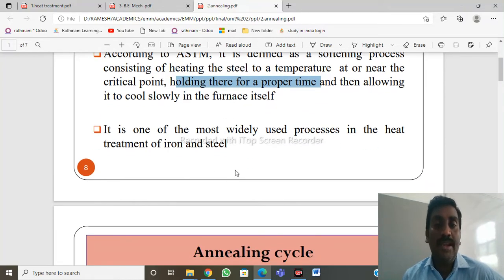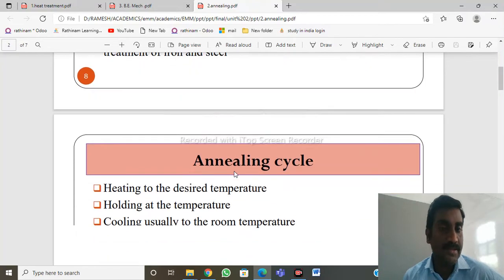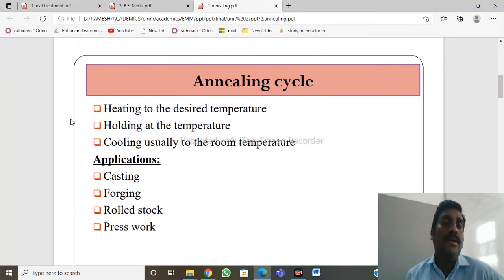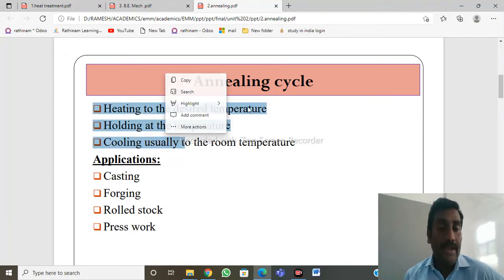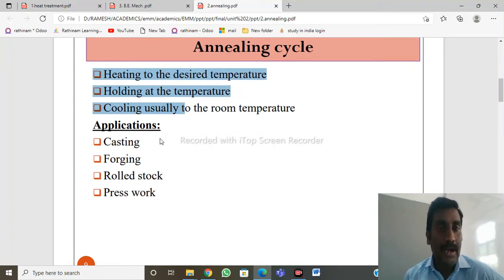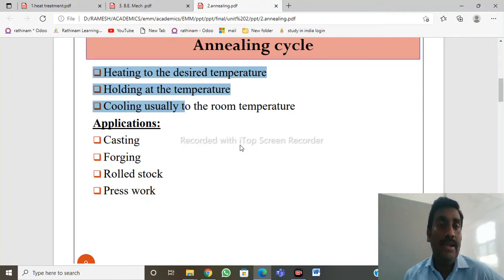It is one of the most widely used processes in heat treatment of iron and steel. So what is meant by the annealing cycle? Heating to the desired temperature, holding at the temperature, cooling usually to room temperature. So these are the three stages of annealing: heating, holding, cooling. Where is this annealing process used, and what kind of materials? In application-oriented areas, that means castings, forgings, rolled stock and presswork. So these are all the application-oriented areas for annealing.